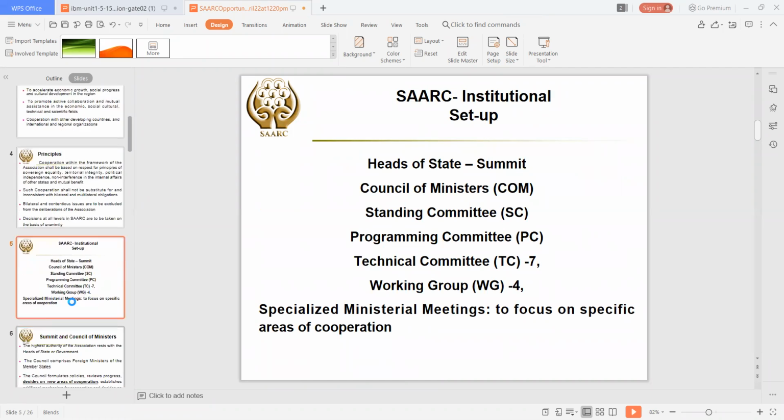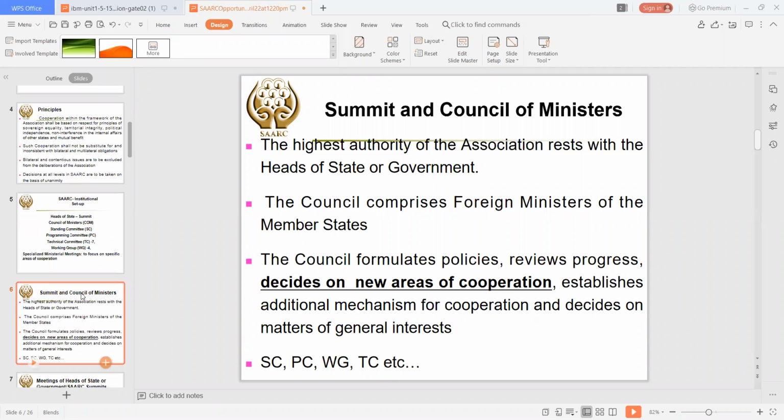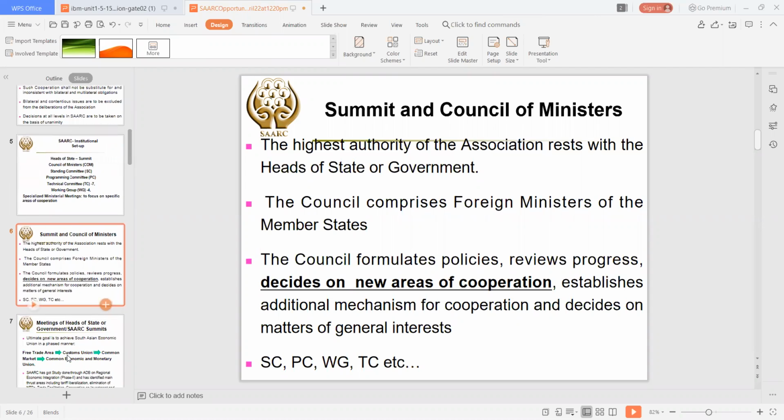SARC summit and Council of Members. The highest authority of the association rests with the heads of state or government. The council comprises foreign ministers of the member states. The council formulates policies, reviews progress, decides on new areas of cooperation, establishes additional mechanisms for cooperation, and decides on matters of general interest. So these are the summit and council of members. So various things will be there.